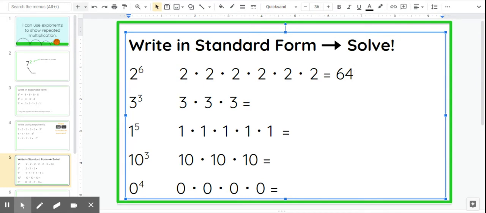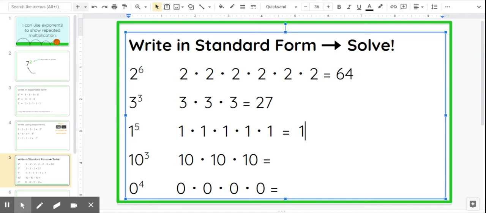Let's try another. 3 to the power of 3 means we have 3 times itself 3 times. 3 times 3 is 9. And 9 times 3 is 27. For the next one, 1 to the power of 5 means 1 times itself 5 times. 1 times 1 is 1. 1 times 1 is 1. Times 1 is 1. And times 1 again is also just 1.